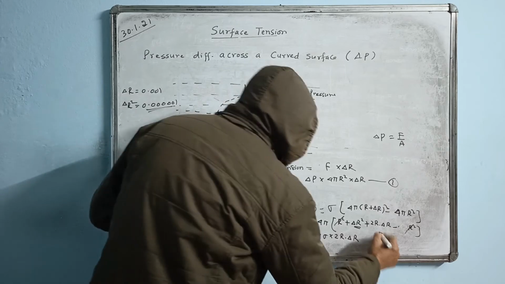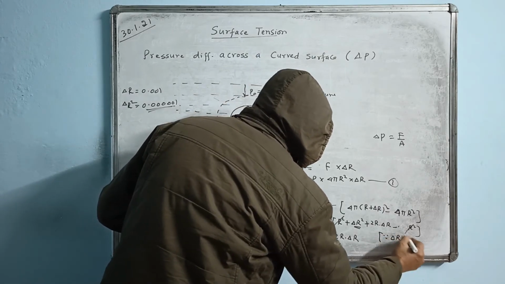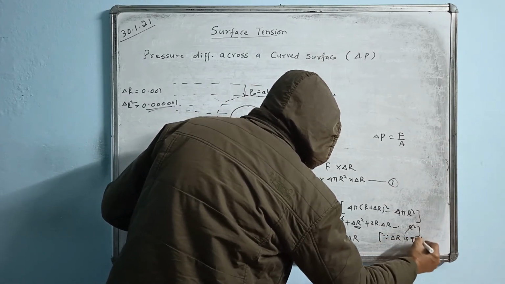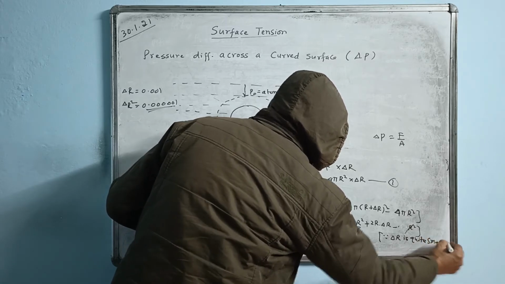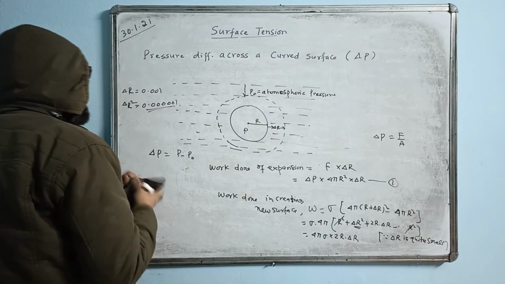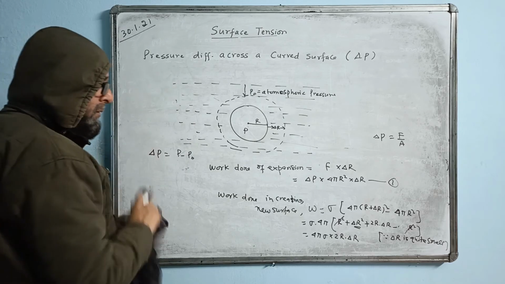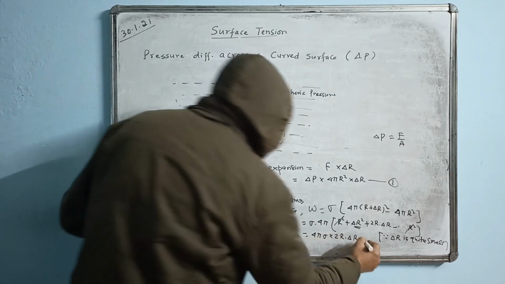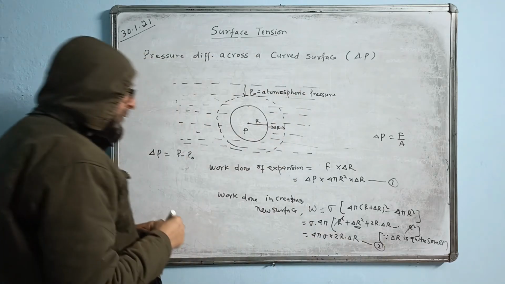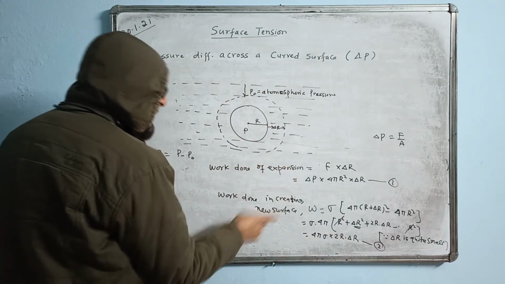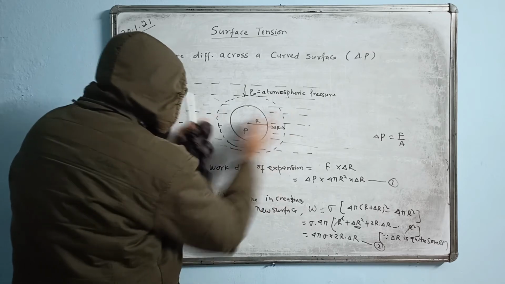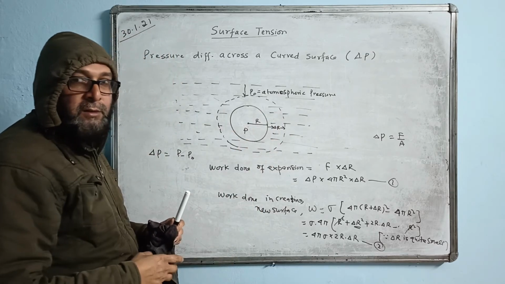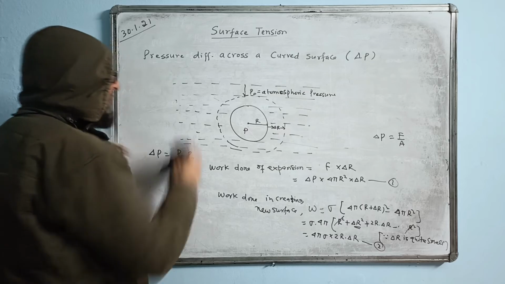You can make a note: since delta R is quite small, delta R square becomes too small. This is equation number 2. Work done of expansion is the same as the work done in creating the new surface. We are creating a new surface there. So we equate the two of them.